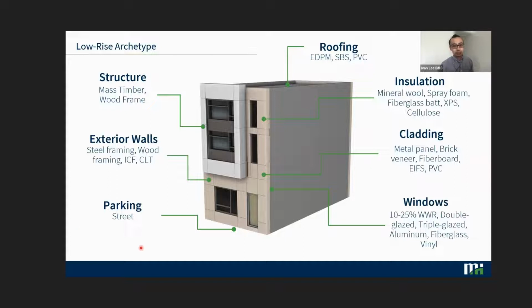Parking, we just limited to street parking. Roofs are also flat roofs. And insulation, we've got fiberglass batts and cellulose, so similar to the mid-rise. Cladding, again, very similar to the mid-rise as well. But for the windows, we set the window wall ratio to something a lot lower, 10 to 25%, double glazed, triple glazed, and we looked at aluminum, fiberglass, and vinyl frames.